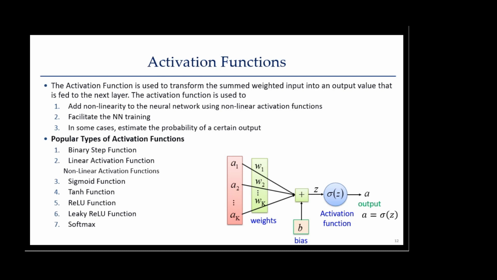The activation function is used to add nonlinearity to the result, which helps support implementation of nonlinear functions. The activation function also is used to facilitate the neural network training, as we're going to see in later lectures. In some cases, the activation function can be used to estimate the probability of a certain output class, for example, in classification tasks.